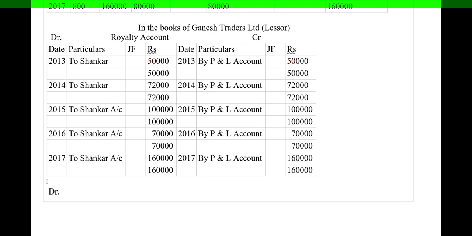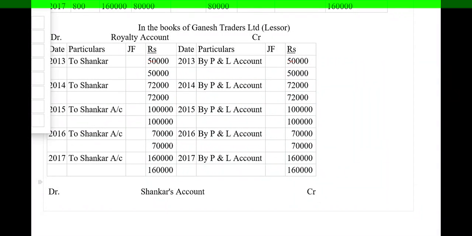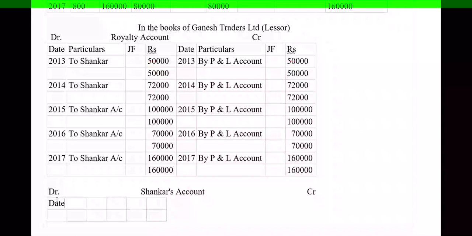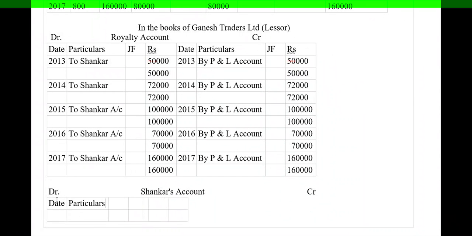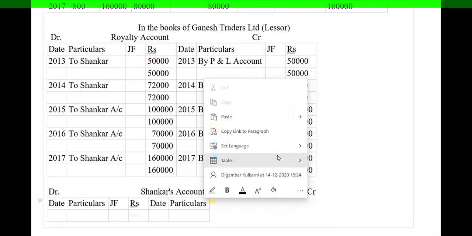Now we need to go for preparing the lessor or landlord's account, that is, Shankar's account. So let me insert the table here. We need totally 6 columns here. So date, particulars, JF, that is general folio, rupees, date, particulars. Let me insert another 2 columns here.